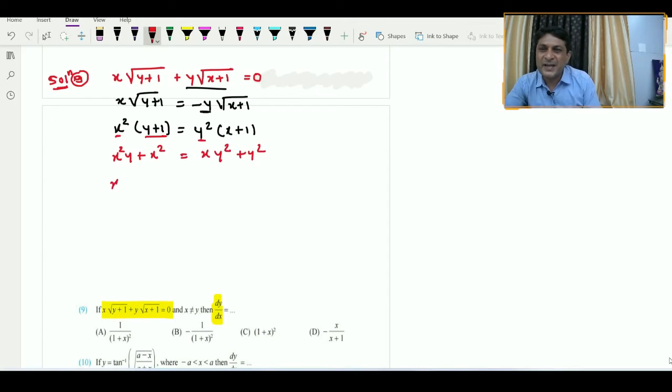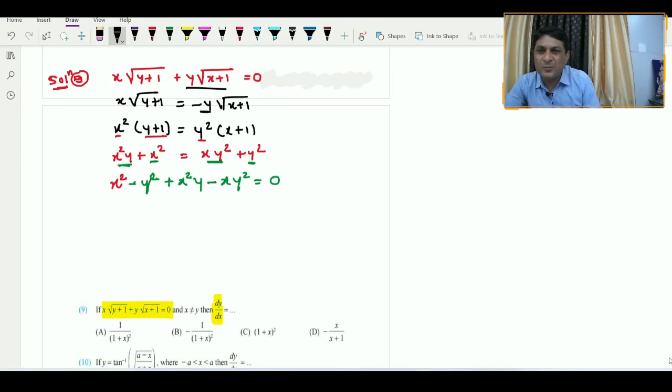Now keep this x square as it is. This plus y square on this side will become minus y square. Again keep this x square y as it is. This plus x y square on this side will become minus x y square. On this side the remaining term is 0. So now again this function can be simplified. Again we are trying to convert it into the simplest form.